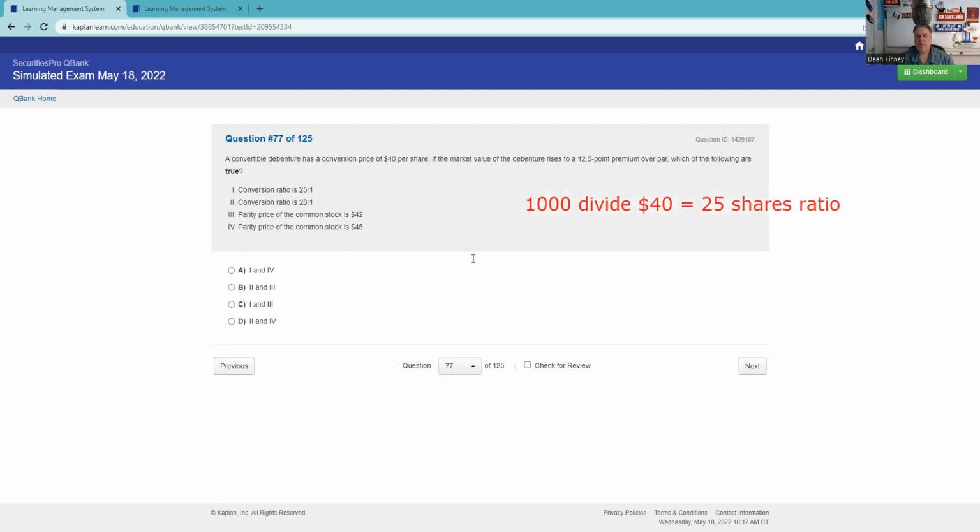If the market value of the debenture rises to a 12.5 point premium over par. Wow. So 12.5 points. Remember, in a bond, a point is $10. So I'm going to take 12.5 times 10, and that's $125. So now they're telling me the bond is priced at $1,125. That is the current market price of the convertible. All right, I think I'm going to need that.